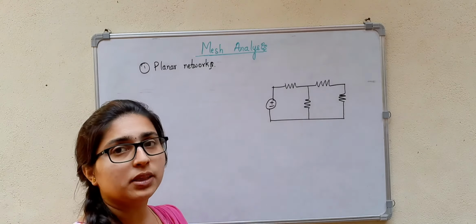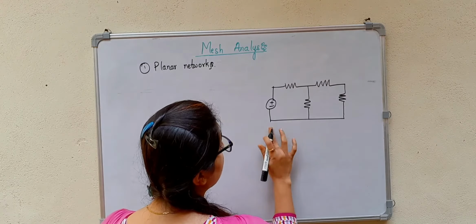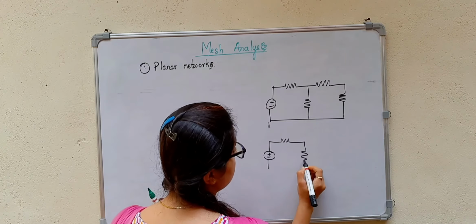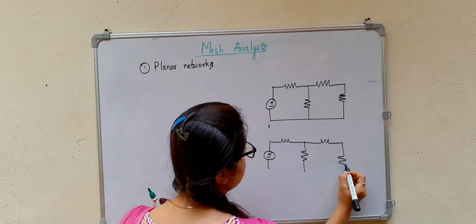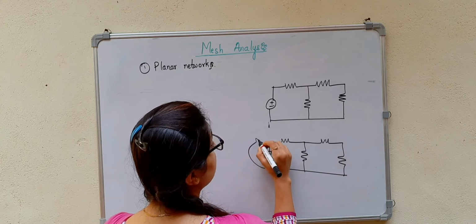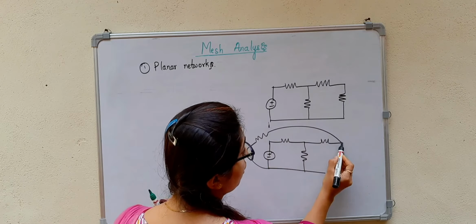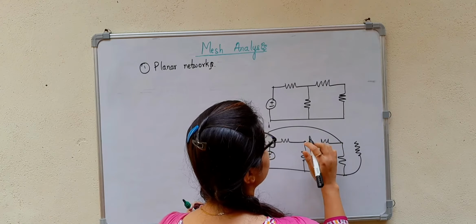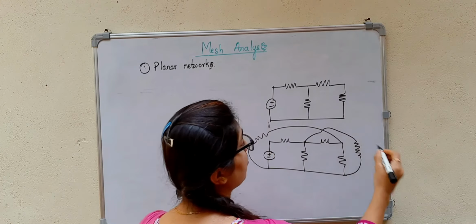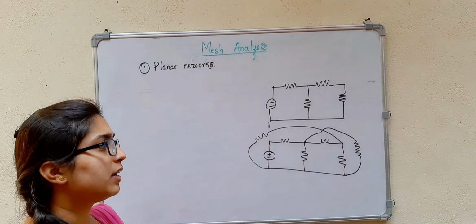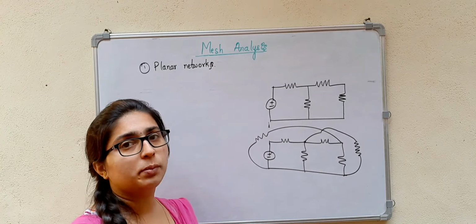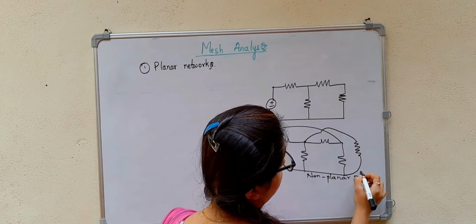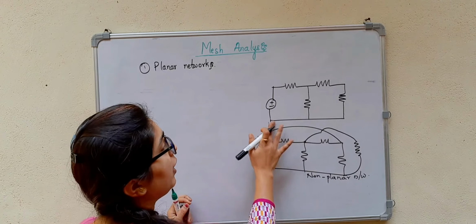So for this we can apply the mesh analysis method. Now if you have another circuit, you have a voltage source, a resistor, this is also a resistor, this is also a resistor. From here you have another resistor which is going to this point, and from here you have another resistor which is going to this point. Like this, if I consider, there are crossover branches. So this is a non-planar network. This is the planar network.